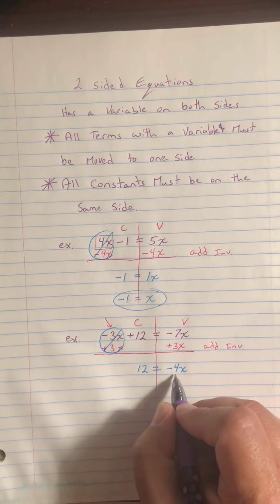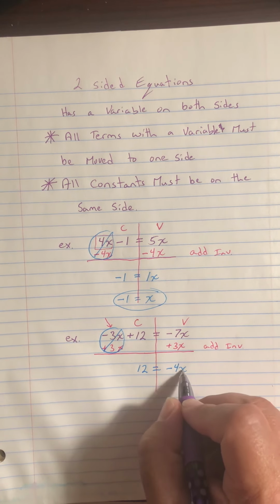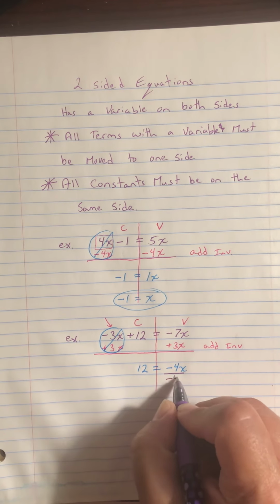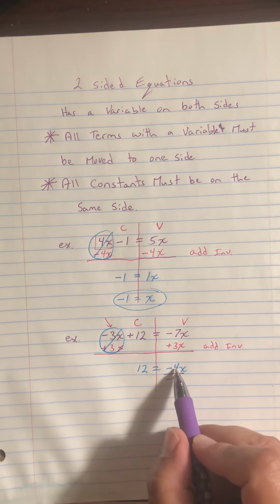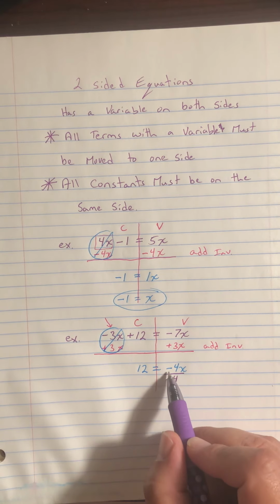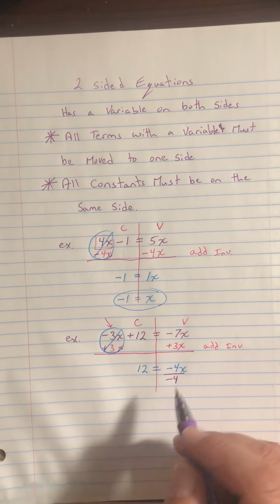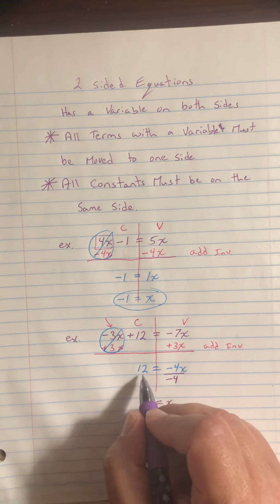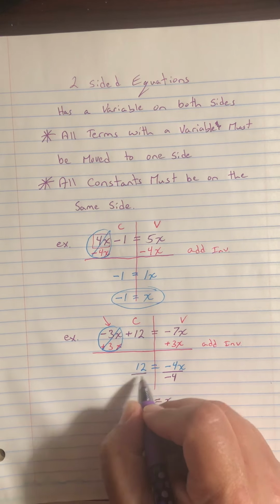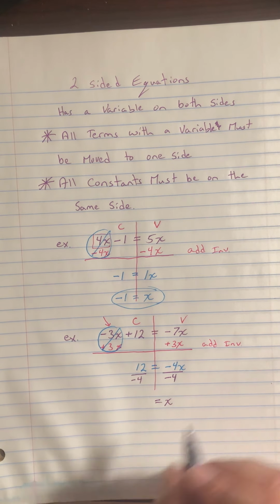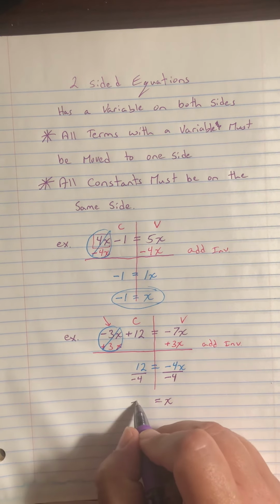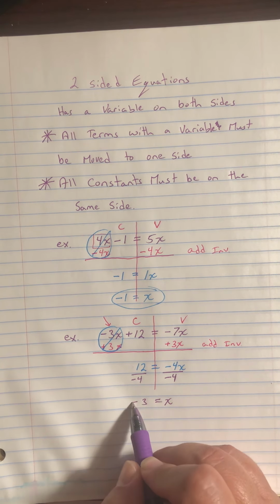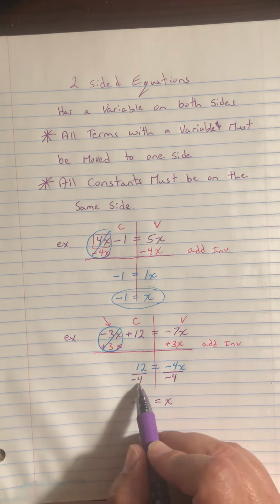And now I need to divide by the coefficient. I need this x to be alone with a positive 1 coefficient. 4 divided by 4 is 1. Negative divided by negative is positive. That's how I can get an invisible positive 1 right there. But if I divide that side, I also have to divide this side. So I get negative 3. Positive divided by negative is negative. 12 divided by 4 is 3.